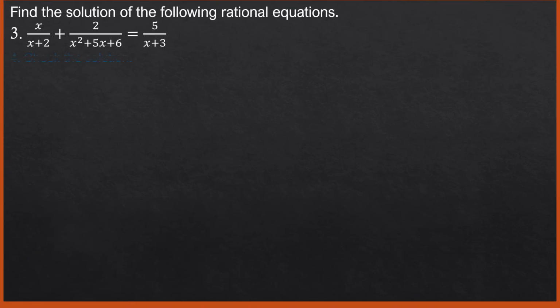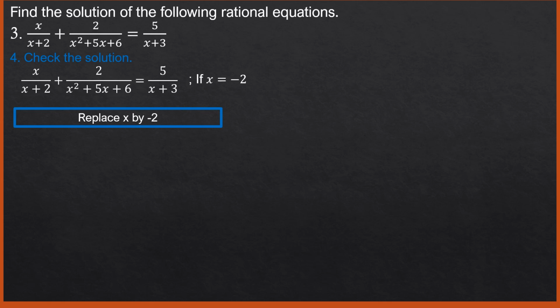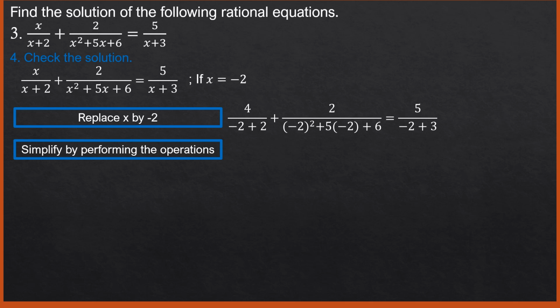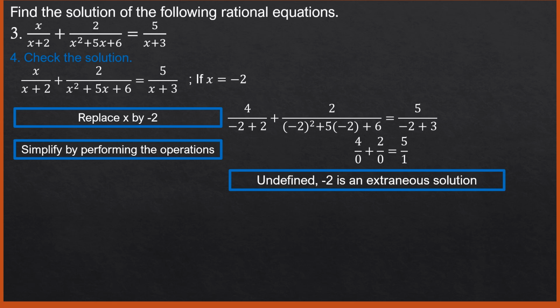For the next computed value of x, we have negative 2. So replacing x by negative 2 in our original equation, we have 4 over negative 2 plus 2 all over negative 2 squared plus 5 times negative 2 plus 6 is equal to 5 over negative 2 plus 3. Then simplifying it by performing the operations, we have 4 over 0 plus 2 over 0 is equal to 5 over 1. Looking at our equation, it becomes undefined.